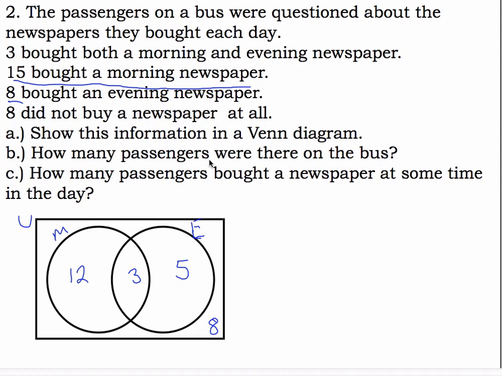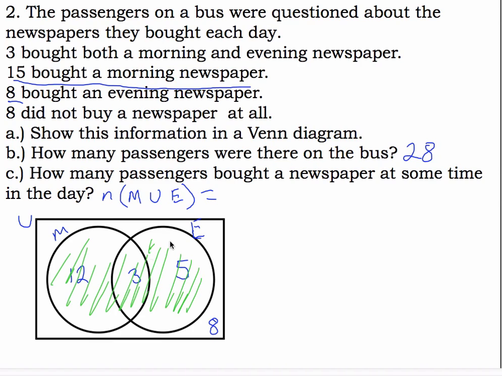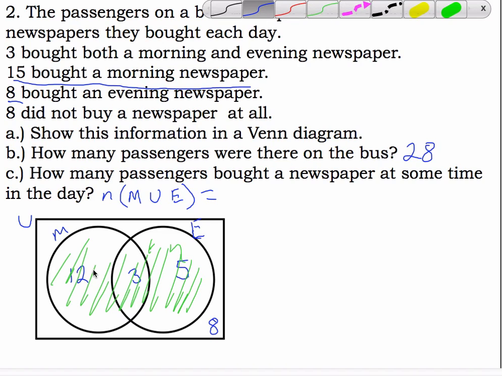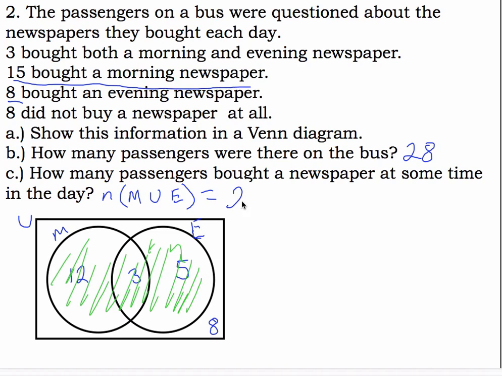How many passengers were there on the bus? So that is the total number of people here, which is 28. How many passengers bought a newspaper at some time in the day? That's the number of people who bought morning union evening. We just add up all these. Let me shade that. We add up the morning union evening, and we get 20. So 20 people bought a newspaper at some point in time.